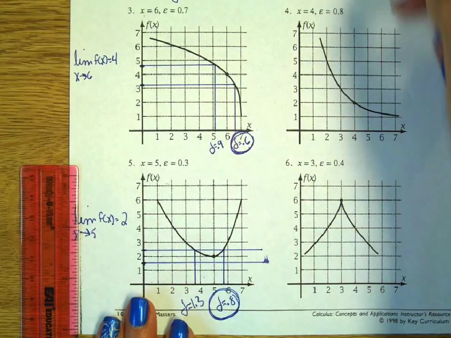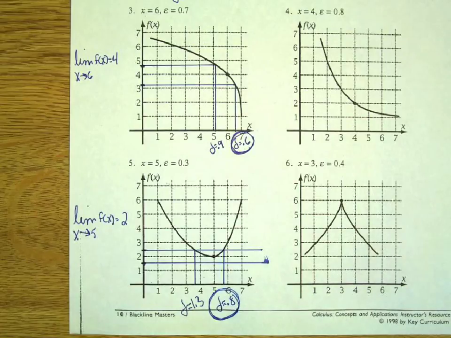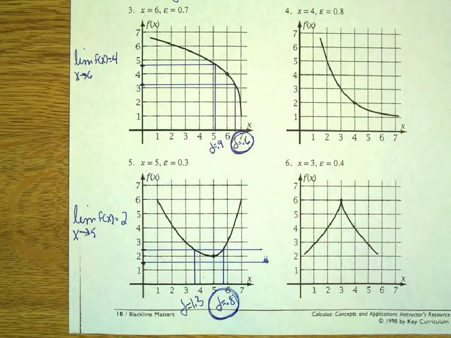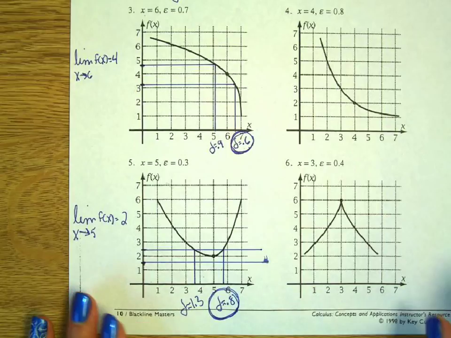Okay, so you'll have these 3 for homework. Now we're going to find delta values algebraically, and we did this in the last chapter. Like I said, the only thing is the equation in the middle might be a little bit more algebraically challenging. So let's try a couple.